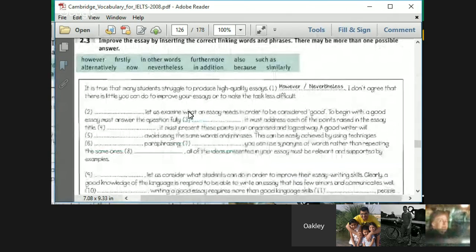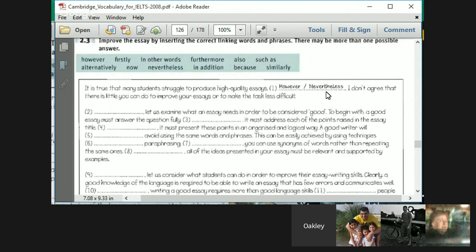We're going to look at a little essay here, and you guys are going to use these words in the blue box up here to fill in the blanks. Hopefully, let me know if you guys have problems reading this. It's in a weird font. I know. There may be more than one possible answer. For example, in the first paragraph, it is true that many students struggle to produce high-quality essays, period. However, or possibly, nevertheless, comma, I don't agree that there is little you can do to improve your essays or to make the task less difficult.